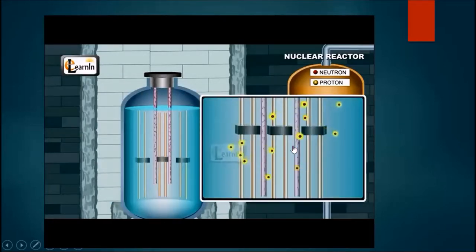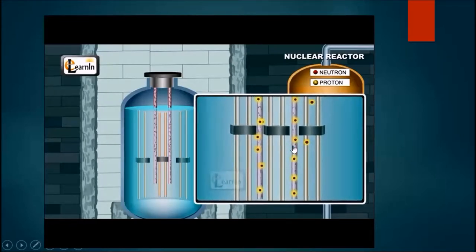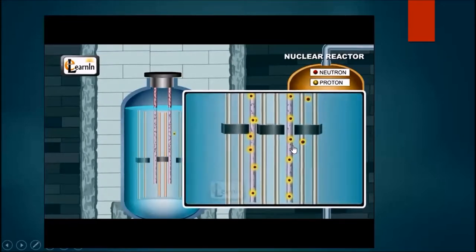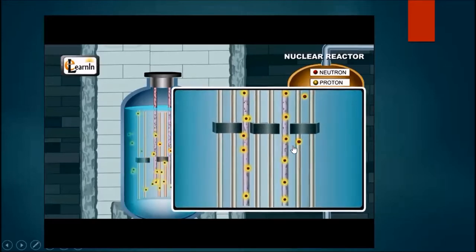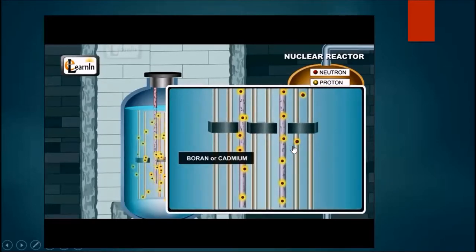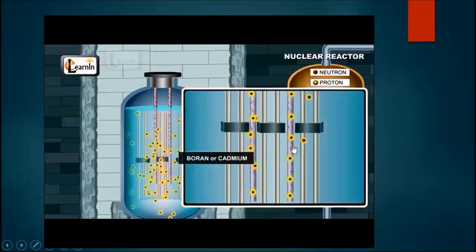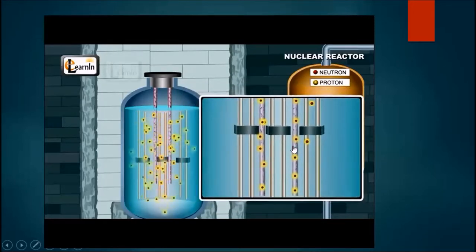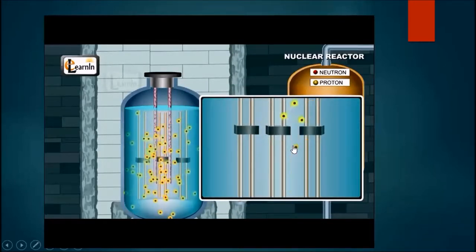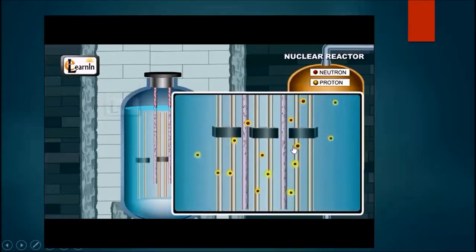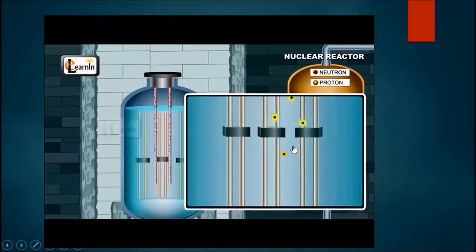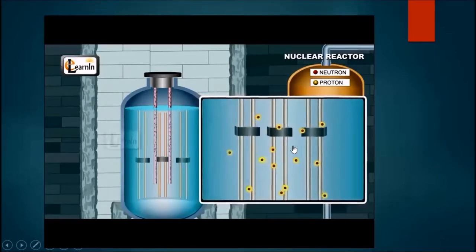The main function of the control rods is to absorb any excess or spare neutron in the moderator in order to prevent any further fission reaction. Usually, such control rods are made of boron or cadmium. To increase the rate of fission reactions, these rods can be removed from the moderator. A steady output of energy can thus be maintained by inserting or removing the control rods in the nuclear reactor.